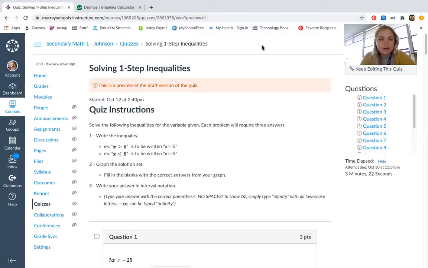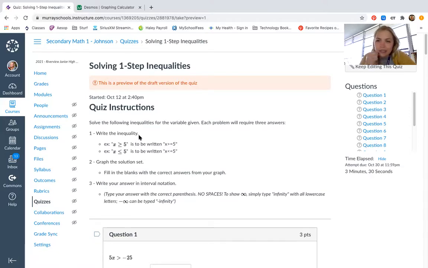This is Mrs. Johnson, and I'm going to go over the first couple problems on this homework that you're starting right now called Solving One-Step Inequalities. So we are going to start by reading the instructions because you should always do that. These instructions are super important though because they teach you how to write your answer correctly so that you don't get a 0 on this first attempt.